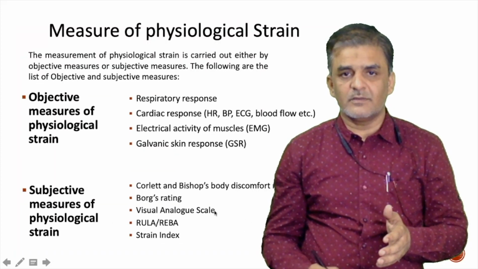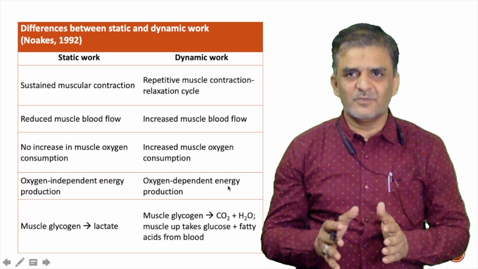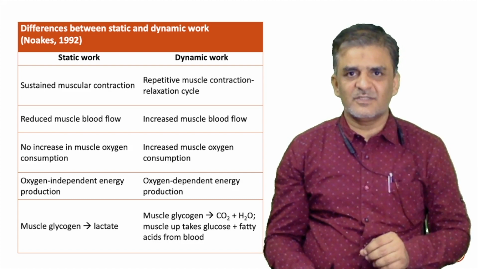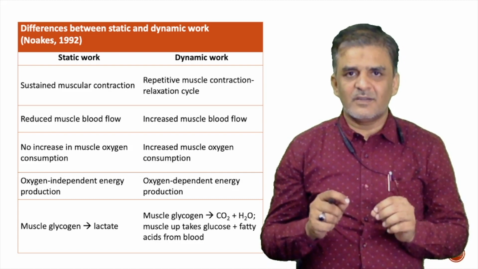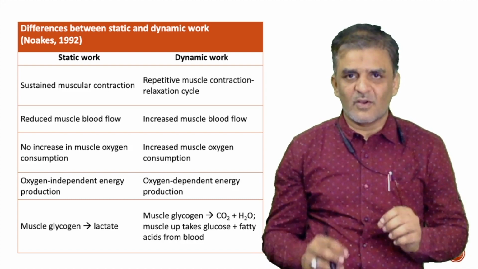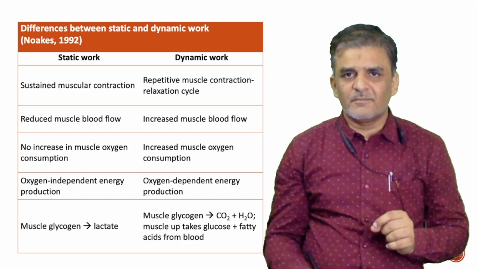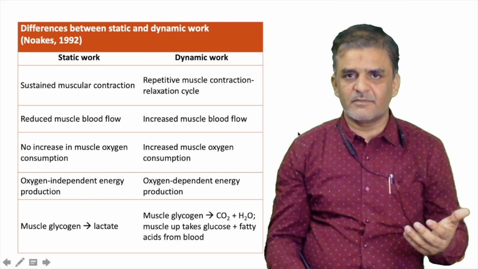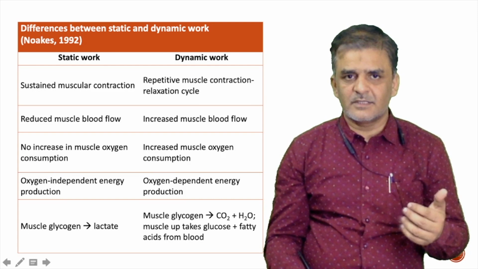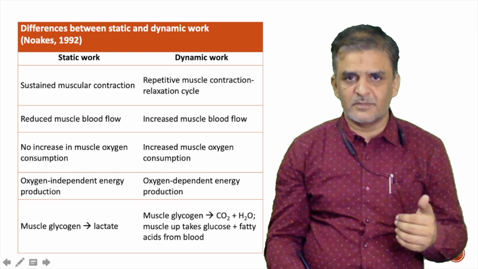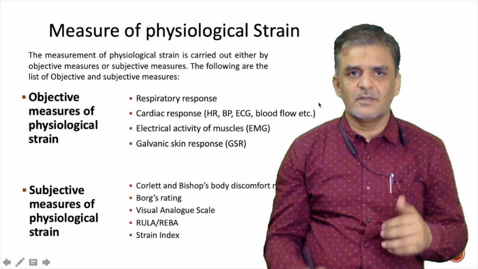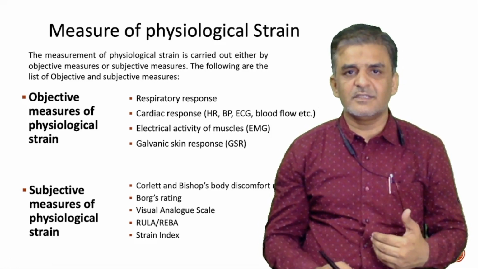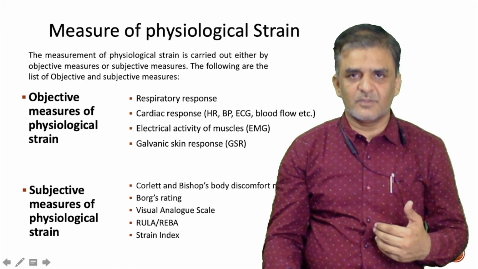CO2 and water. So these were two categories of work we generally assess, and there are many methods to evaluate or to measure the work or strain level. There are two categories in which ergonomists have categorized the methods for measurement of work. One is objective measurement of physiological strain, and the other is subjective measurement of physiological strain.